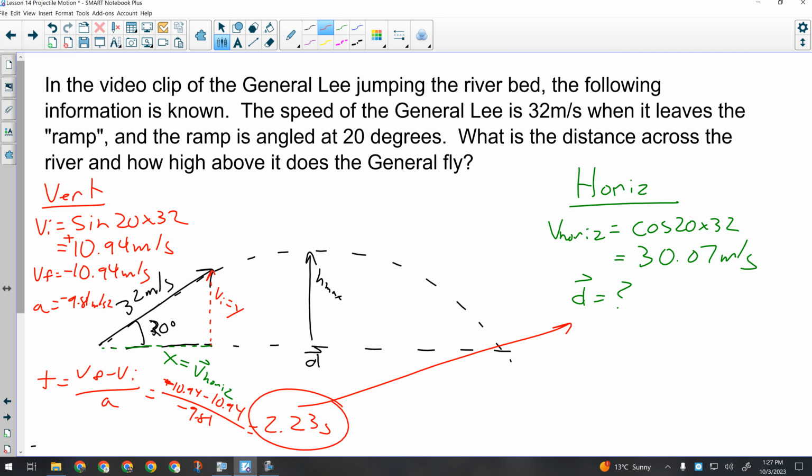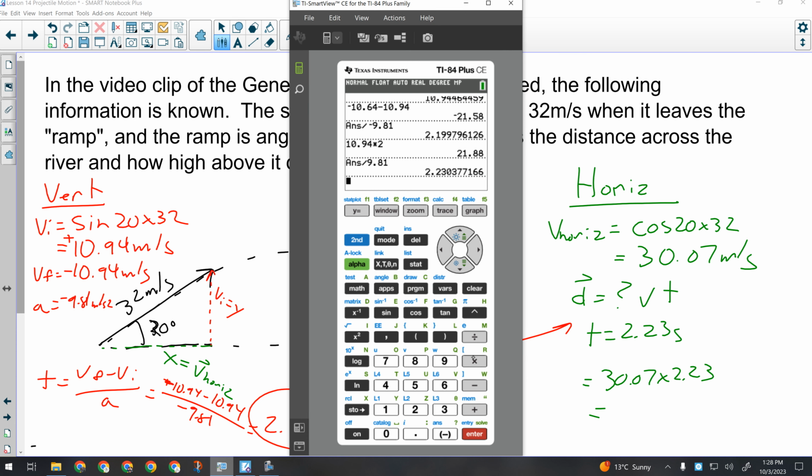Okay, right? Time is the one thing that both horizontal and vertical share. Okay, D equals V times T. Okay, so we would have our 30.07 times 2.23 seconds. Okay, that river is 67 meters across.